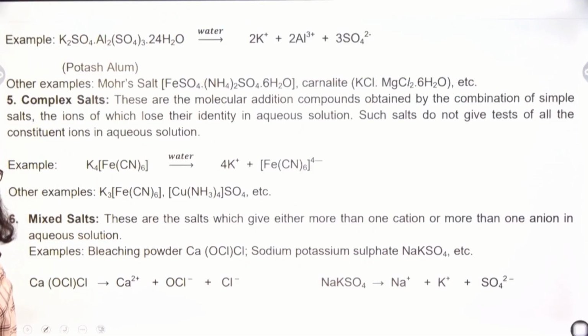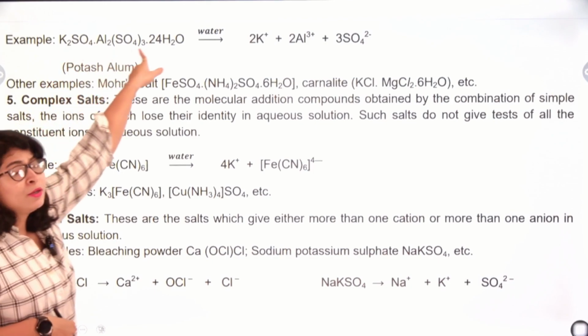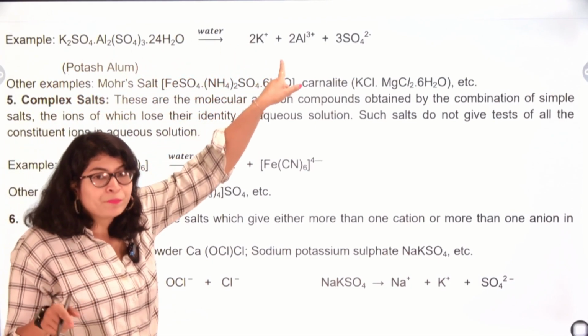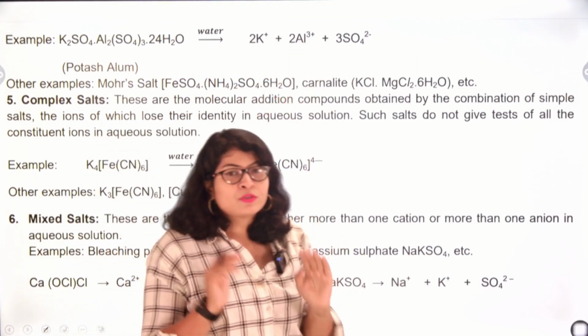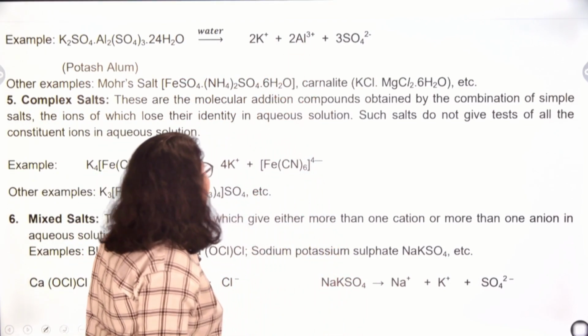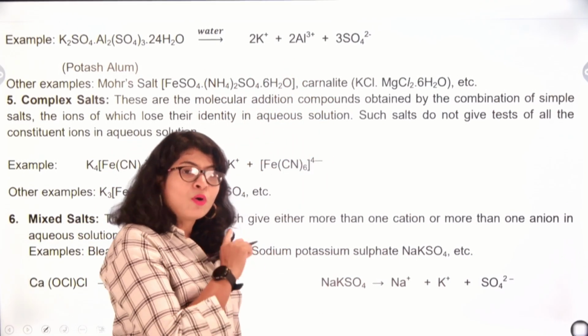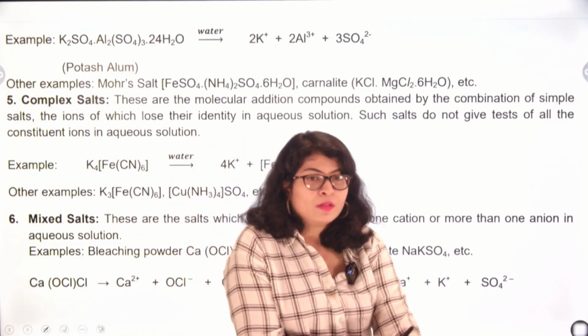The identity of these particular substances is intact. If I see the next example, it is K2SO4.Al2(SO4)3.24H2O, which is commonly known as potash alum. When they break off in water, they give you K plus, Al3 plus and SO4 2 minus, and they give test for all these ions only. Okay.